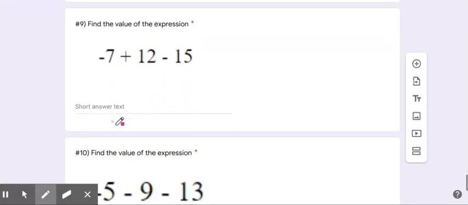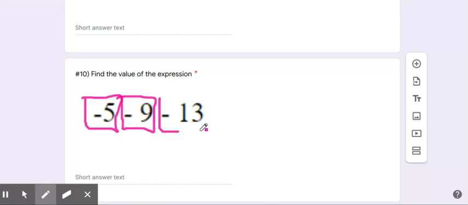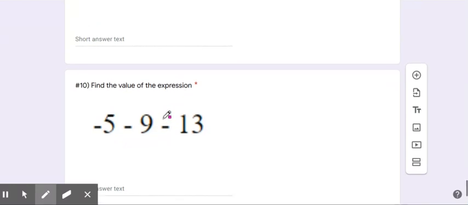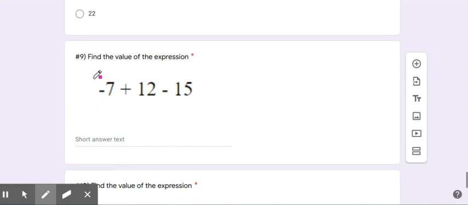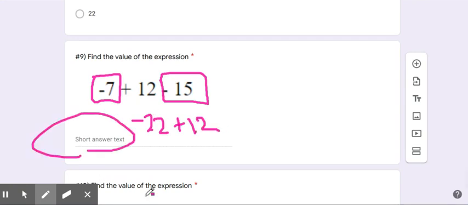Number 9, I'm just going to find the value of this expression, and find the value of this expression in number 10. Number 10 here, notice how they're all negative numbers. That's a negative, that's a negative, and that's a negative, right? Because of the sign in front of them. So same signs, add, and keep the sign. Back in number 9, if I add my negatives first, like negative 7 and negative 15, well, same signs, add, keep the sign. That's going to be negative 22, but I still need to add 12. So negative 22 plus 12, that's going to give me my answer for number 9.